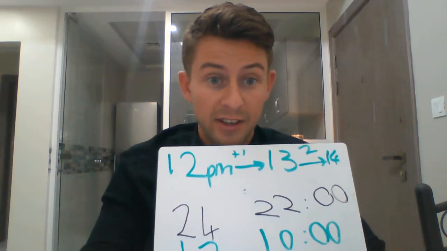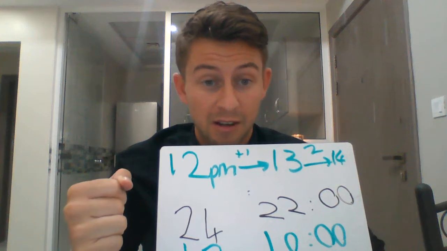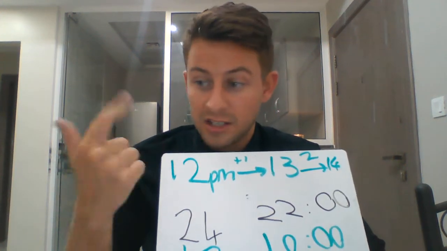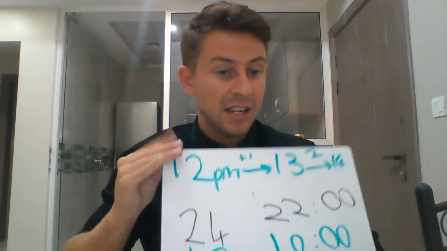But please use my first method, which is just counting on from 12. Okay, to get to 22, I would go 13, 14, 15, 16, 17, 18, 19, 20, 21, 22. 10 fingers in the air must be 10 p.m. at night. Okay, so it's asking you then to convert.